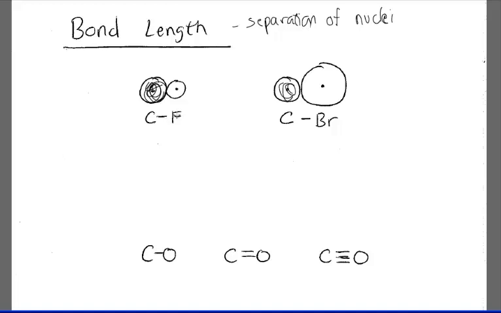And let's compare it bonded to fluorine and bonded to bromine. Since fluorine is a much smaller atom than bromine, the distance between the nuclei from the carbon to the fluorine is going to be smaller. Okay? And this distance than the distance between the carbon and the bromine, just because bromine is bigger. So we say that the bond length for CF is less than the bond length for CBr. And so that's comparing fluorine to bromine, so two things in a group.